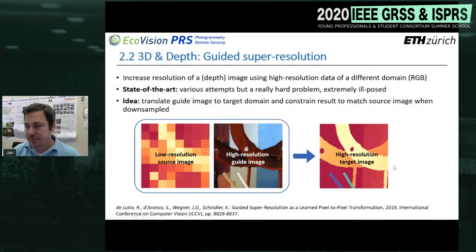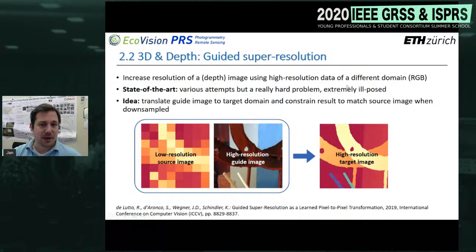All right, so second topic on depth data. This is work on guided super resolution. The idea is that we want to increase the resolution of a depth image, a low resolution source image that is, for example, captured with a depth sensor in a smartphone or a Kinect sensor, using the high resolution data captured with an RGB camera that is on the same sensor. So we want to get a much higher resolution depth image. This is our target, given a very low resolution depth source plus a high resolution RGB image.